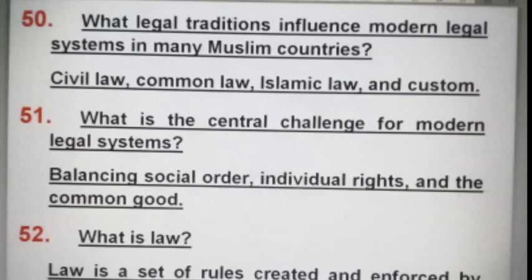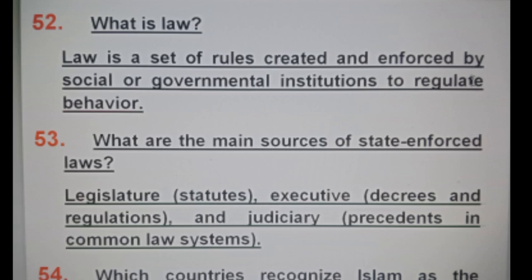What legal traditions influence modern legal systems in many Muslim countries? Civil law, common law, Islamic law, and custom. What is the central challenge for modern legal systems? Balancing social order, individual rights, and the common good. What is law? Law is a set of rules created and enforced by social or governmental institutions to regulate behavior.